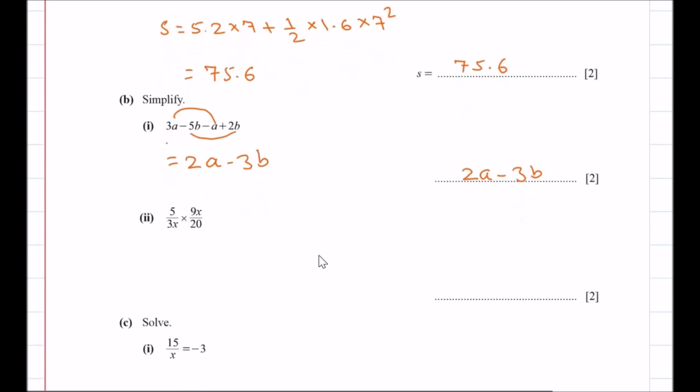Okay. Then next, 5 by 3x into 9x by 20. Here what you need to do is cross cancellation. So see, 3x and 9x: 3 3s are 9, so 3. 5 4s are 20. So the answer will be 3 by 4. So the answer here is 3 by 4. Very simple.